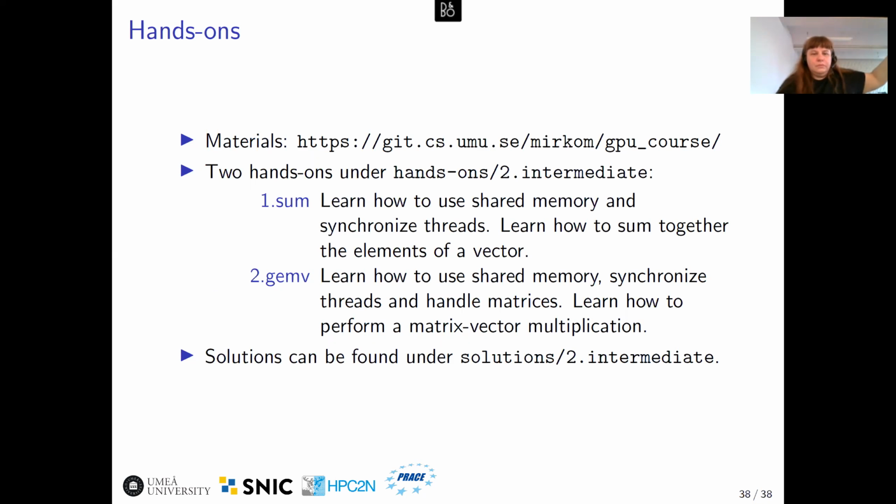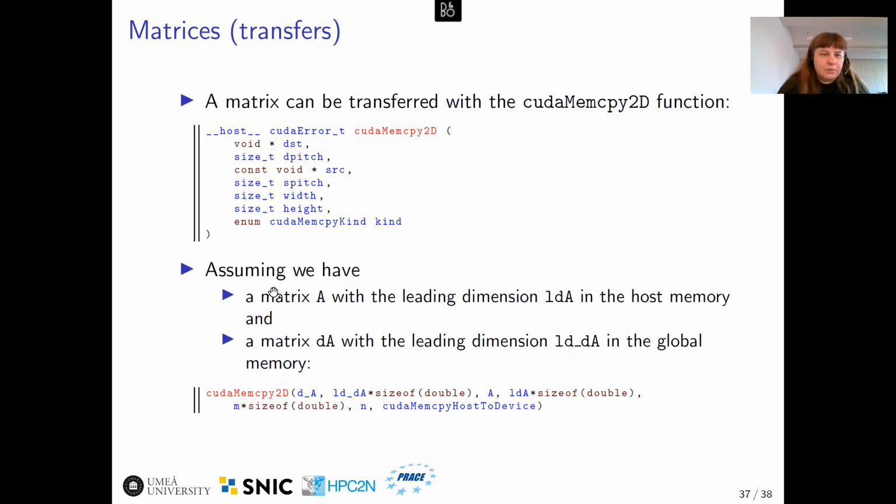Yes, we have a question. Can you explain the matrices slide with a small numerical example?